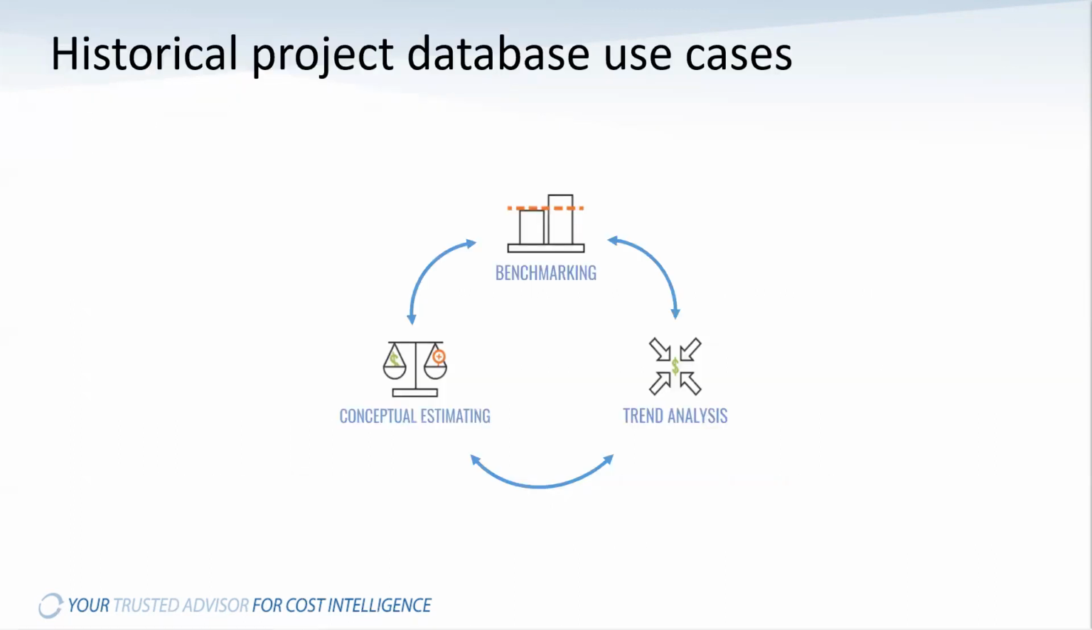Okay, so let's recap project history's three major workflows, just to get that outlined here. Benchmarking, conceptual estimating, and trend analysis. Benchmarking and conceptual estimating are well-known concepts, I'm sure, amongst the group here. Trend analysis is really focusing on standardizing a cost element library across your project database. So that allows you to support cost estimating system database calibration.